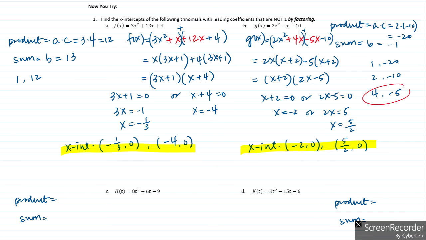And that's going to be the solution for the first two. If you're good and ready to move on to part C and D, just continue on with the video.